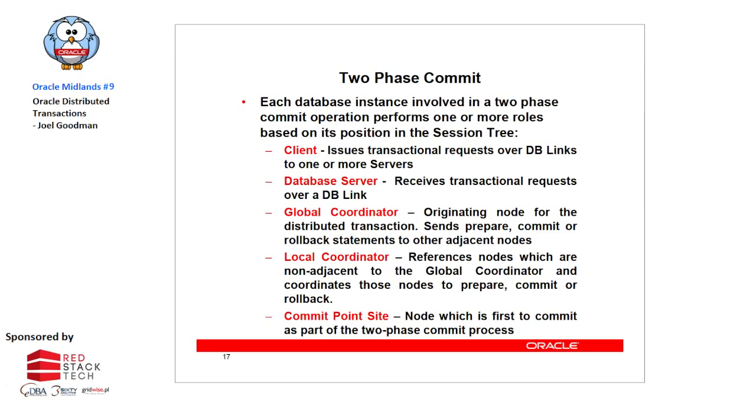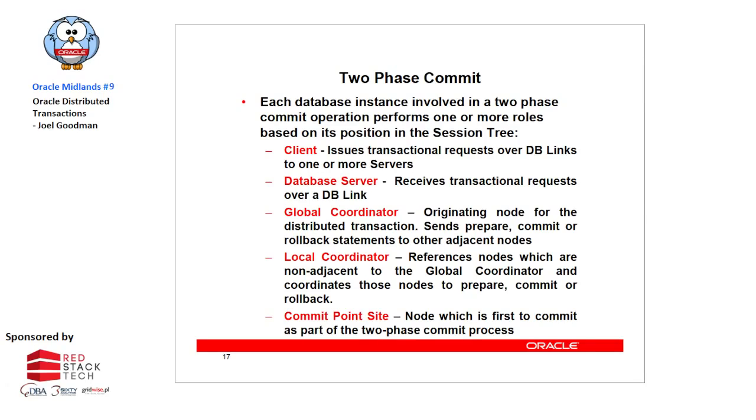So I'm logged into instance A. That's the global coordinator where I issue a commit. It's the one that starts doing things like prepare, forget, commit, rollback, things like that. Okay, the local coordinator only occurs if you have a daisy chain situation in this kind of configuration.